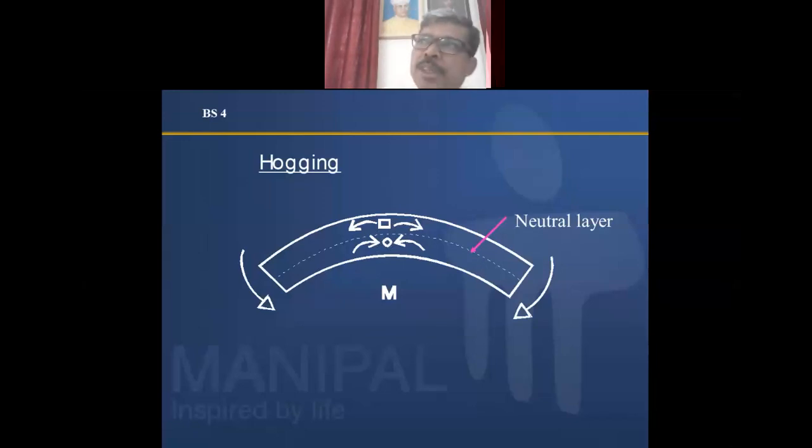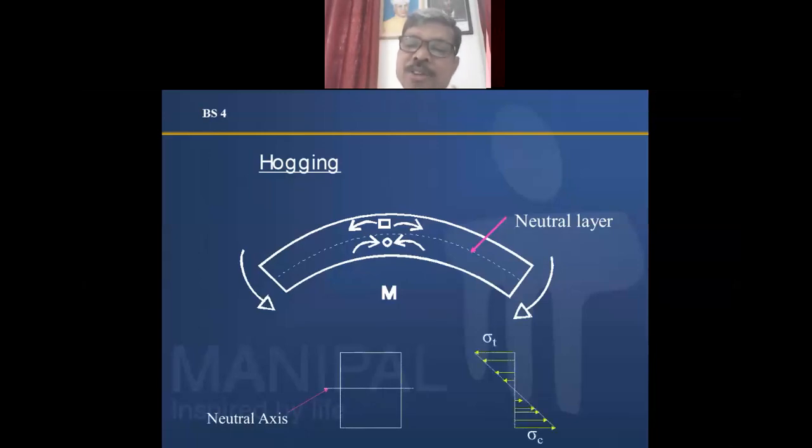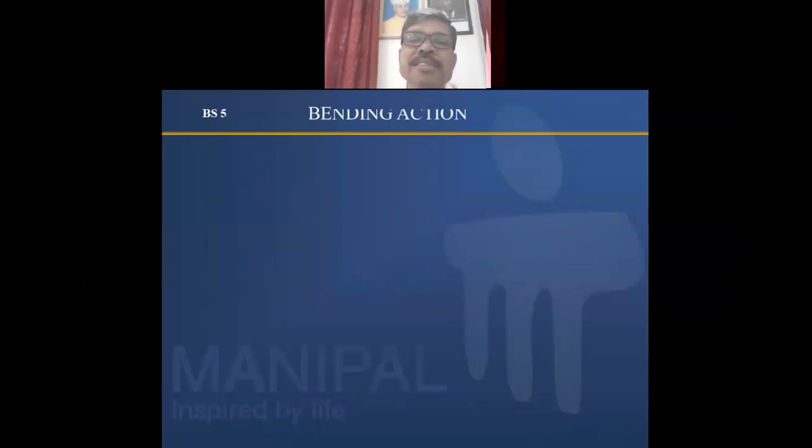If the beam is simply supported carrying UDL, then tensile stresses will be developed at the bottom and compression stresses will be developed at the top. If the beam is cantilever, then it will be vice versa. That means tensile stresses will be developed at the top and compression stresses will be developed at the bottom layer. Now see, this is the neutral axis, and here you have to show tension at the top and compression at the bottom. Now bending action.